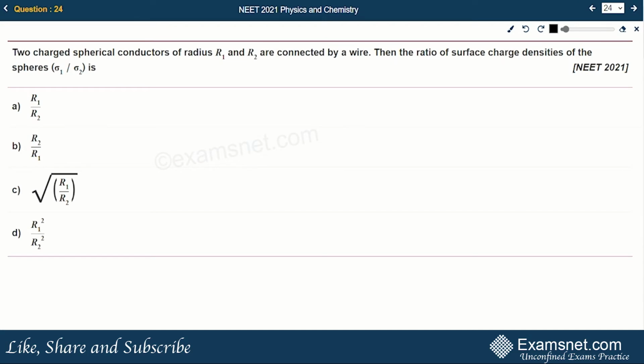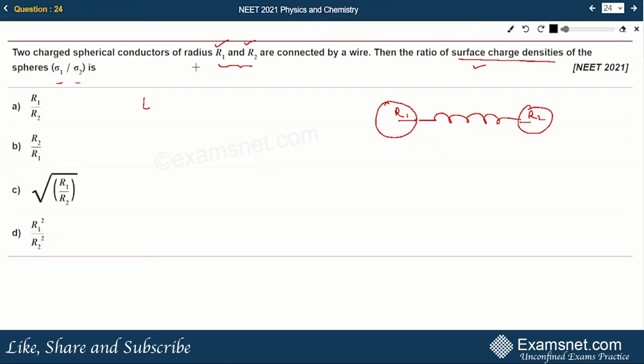Now this question is from the chapter Electrostatic Potential and Capacitance, and the question is two charged spherical conductors of radius r1 and r2 are connected by a wire. Then the ratio of surface charge densities of the spheres sigma 1 by sigma 2 is. So here we have two spherical conductors. One has the radius r1 and the second has the radius r2. Both of them are connected through a wire. Now we have to find out the ratio of surface charge densities in terms of radius. Here you can see all the options are given in terms of radius.